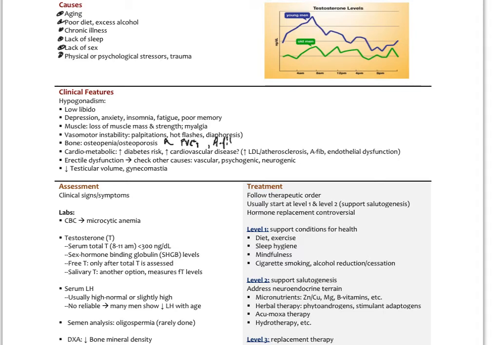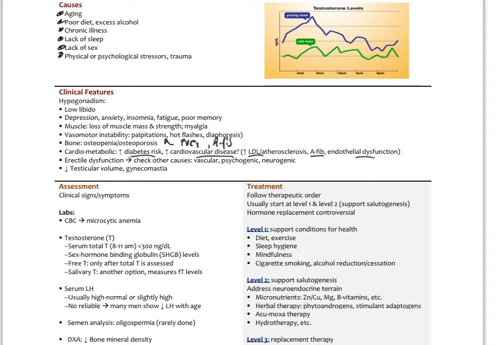There's an interesting correlation with atrial fibrillation in older men with low testosterone, and correcting the testosterone actually decreases the AFib. So it shows how the heart really is dependent on all these other endocrine factors for proper function. Cardiometabolically, low testosterone, as I mentioned previously, can increase the risk for diabetes and increase cardiovascular disease by increasing the LDL, as well as all of the pro-atherogenic factors, inflammation, etc. Again, it increases AFib risk and endothelial dysfunction.